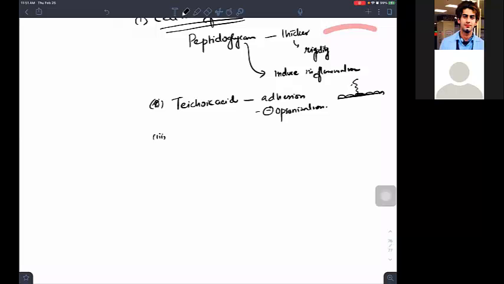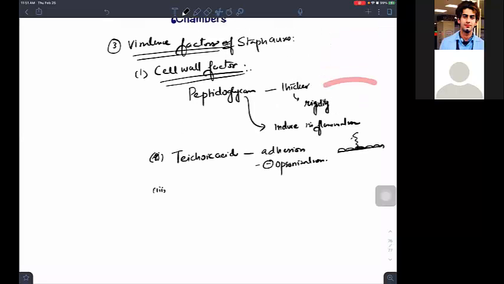We are only discussing the cell wall. This is the first, this is the second, and this is the third. So what else does it have? It has a clumping factor, which is known as bound coagulase. Okay, it has a clumping factor, that is, the bound coagulase.